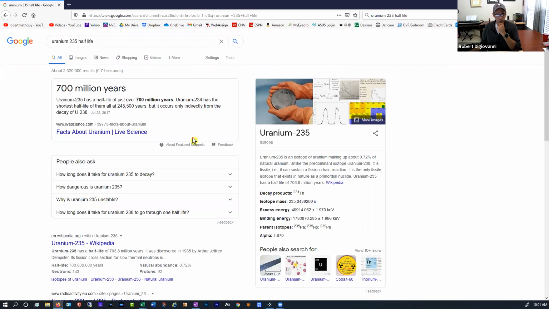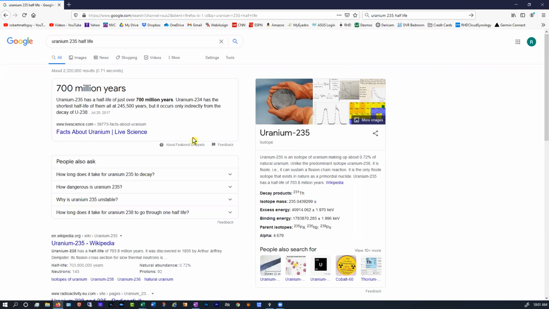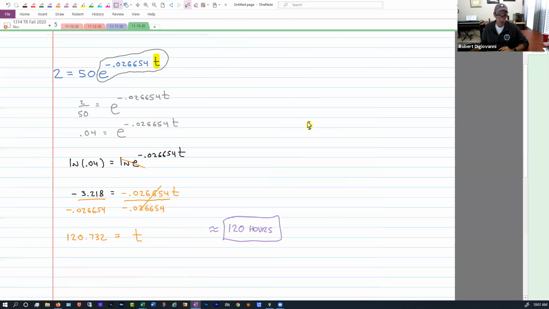I'm wondering, should we stick with this? I guess let's stick with that. I mean, it's a real world problem. Okay. So uranium-235 has a half-life of 700 million years, not hours, right? Years. 700 million years.